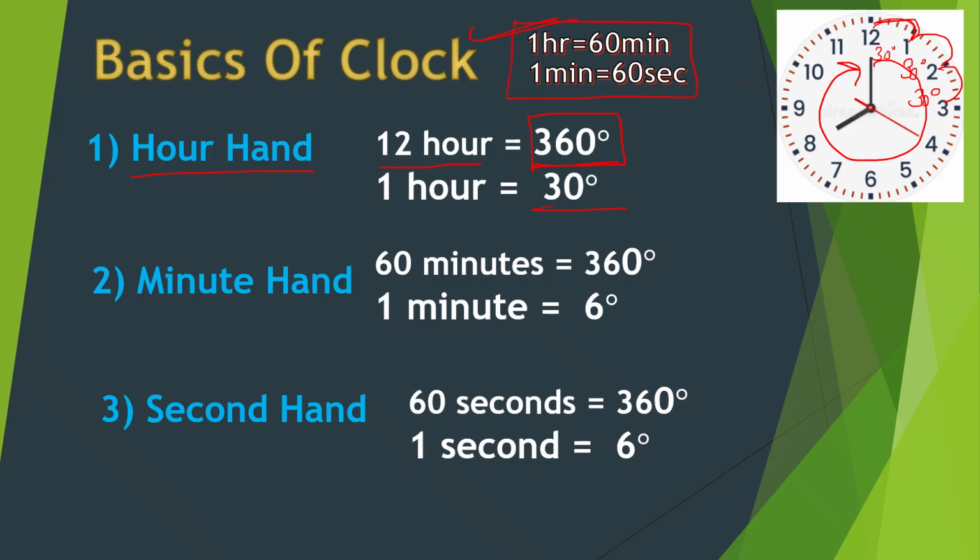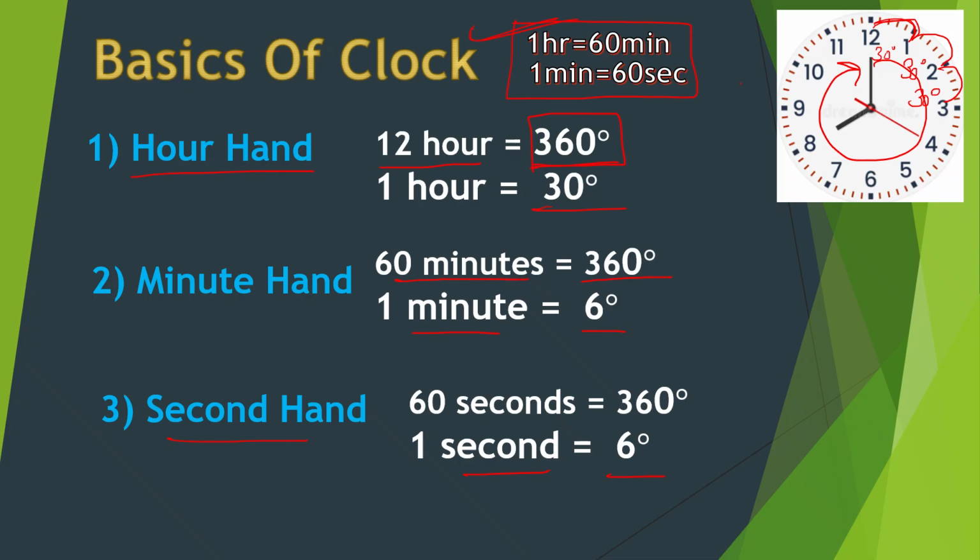Similarly, if you talk about the minute hand, then 60 minutes will be equal to 360 degree. So 1 minute will be how much? 6 degree. 360 divided by 60, you will get 6 degree. Then we have the second hand. 60 seconds will be equal to 360 degree. So 1 second will give you how much? 6 degree. Understanding? This is very important.